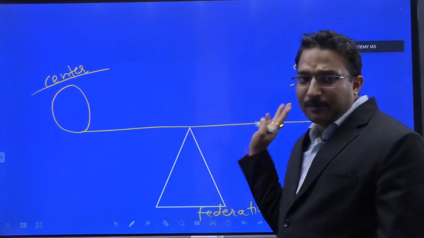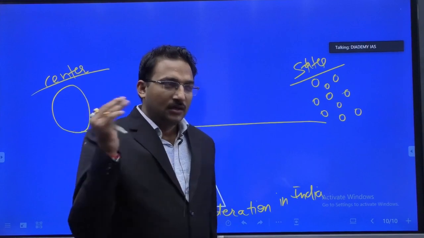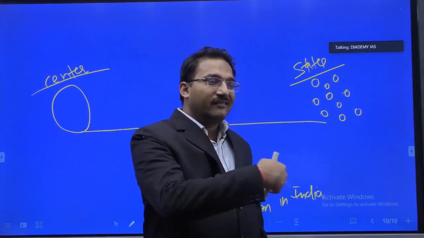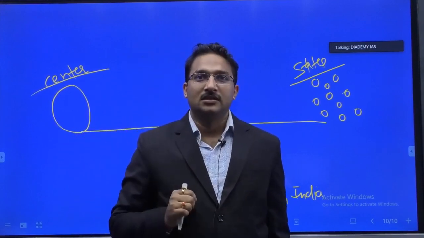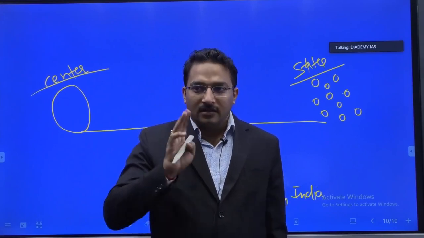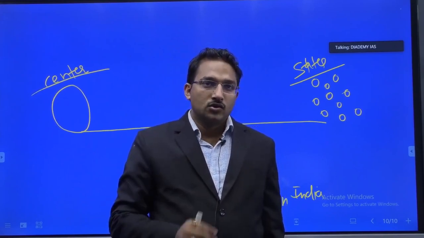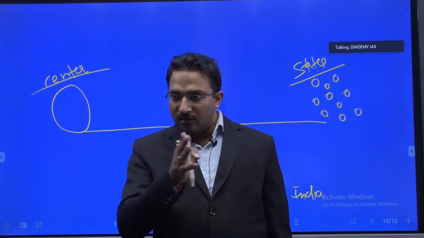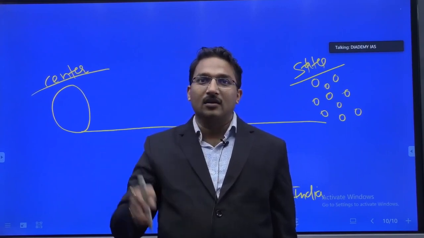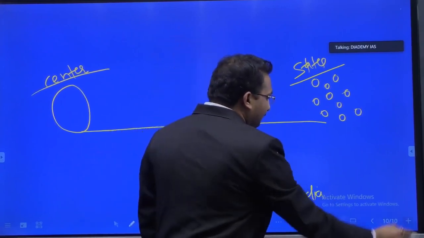So you can make this kind of comparison of powers between the two, right? You can use it in the introduction part. Suppose, as I told you, last year there was a question about centralizing tendencies in India. Why is the center so powerful? So in the introduction, you can use this to give the meaning of what this question is trying to say.